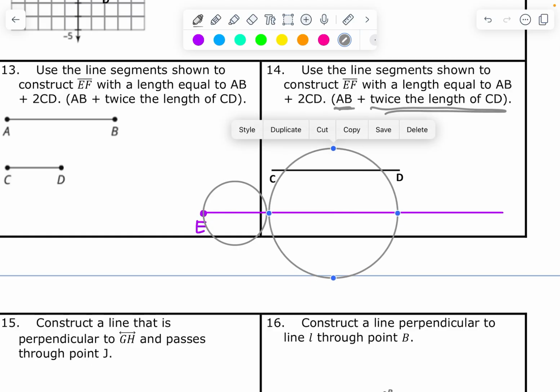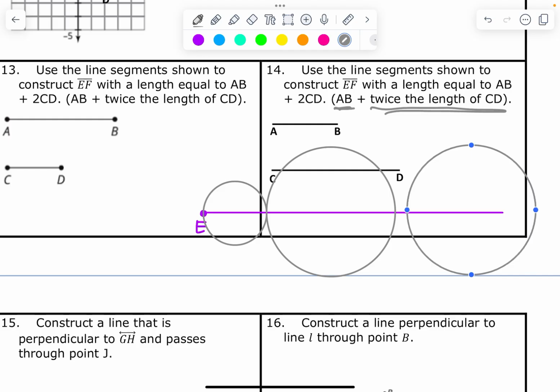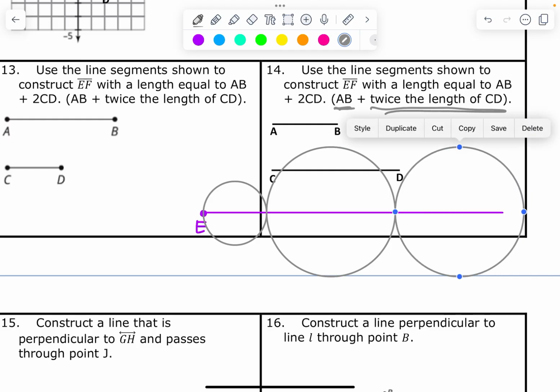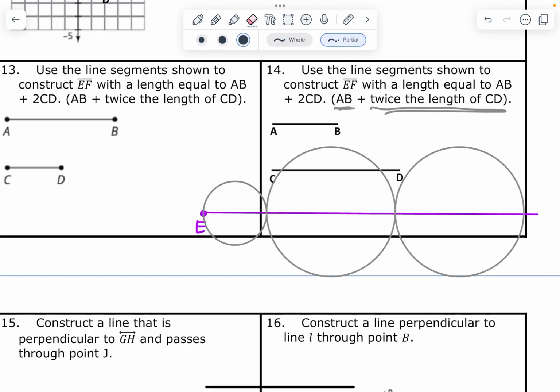And boom. Oh, no. Don't get too excited. And it said twice, so I have to do it again. Oh, man, I didn't make my line long enough. Hold on, y'all. Let me extend the line. All right, great. So I'm going to erase like this so y'all can see how it would look if I was using a compass.